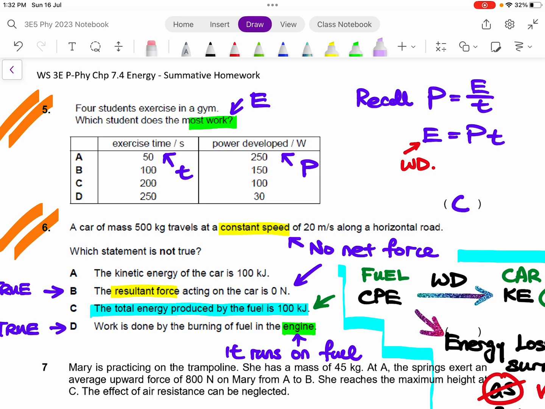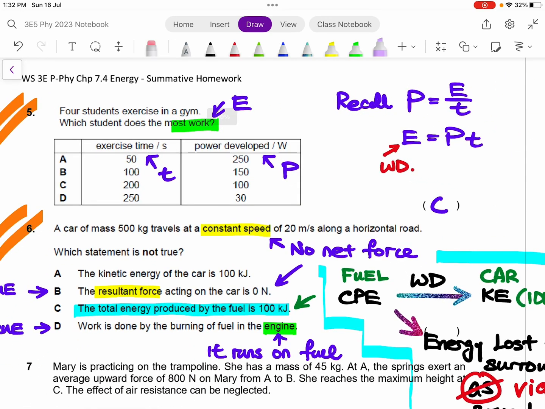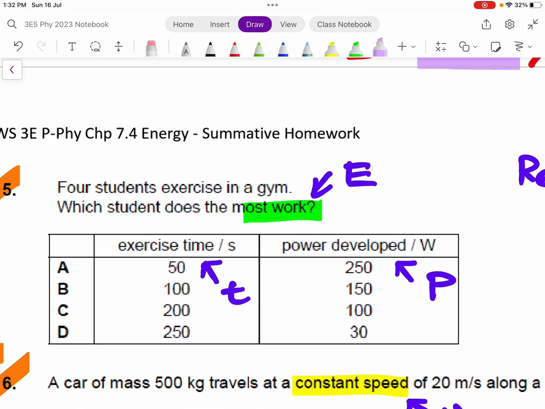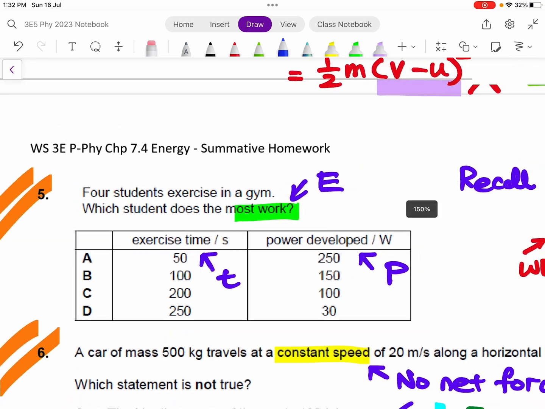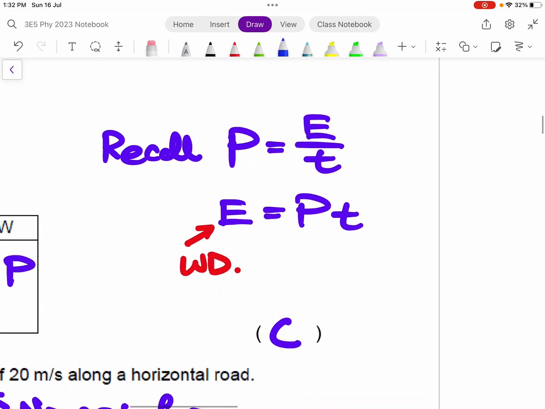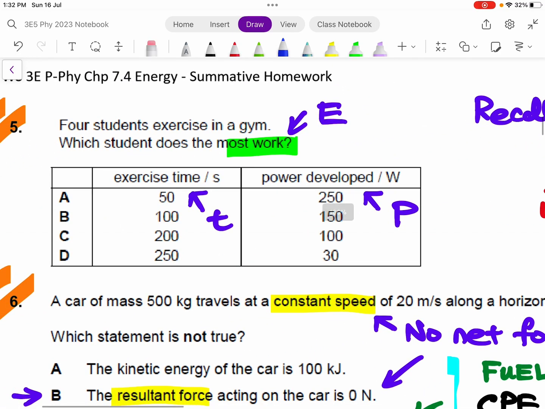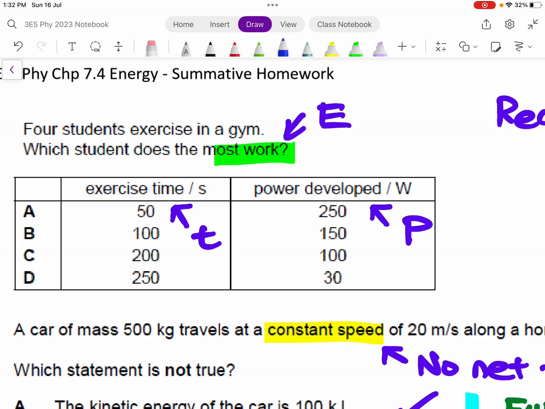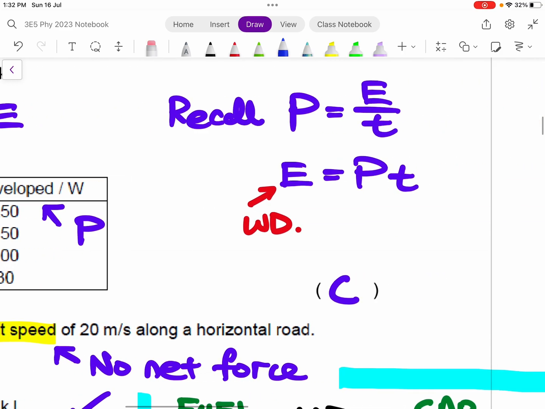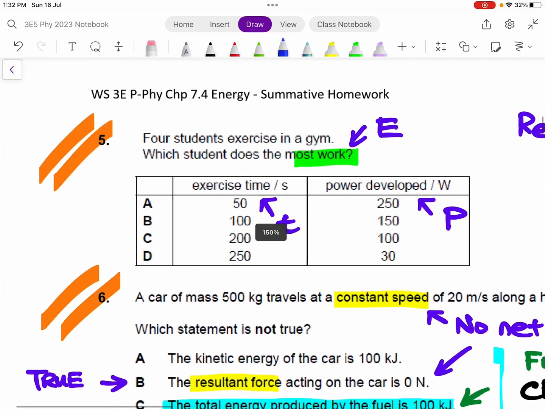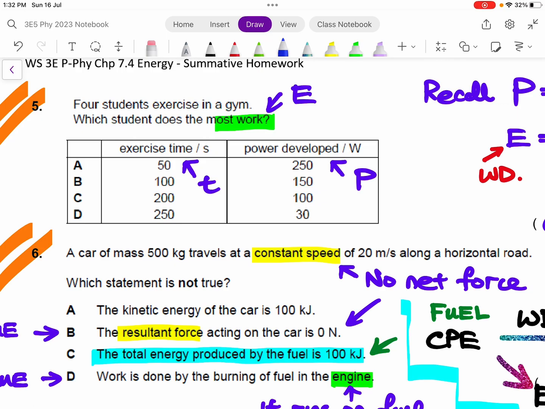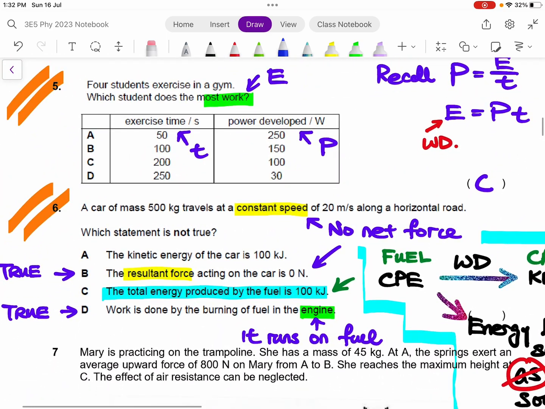Okay, now for question 5, it is actually a very straightforward question where you need to know what it means by most work. Work done, all of these are referring to energy, and to be specific, energy transfer. If you refer to the formula power equals energy over time, you can find that energy equals power times time. To solve this, you just need to check your A, B, C, D and find your energy by multiplying the power by the time, and you will get a third column where you have a row that tells you the greatest work, which is your energy.